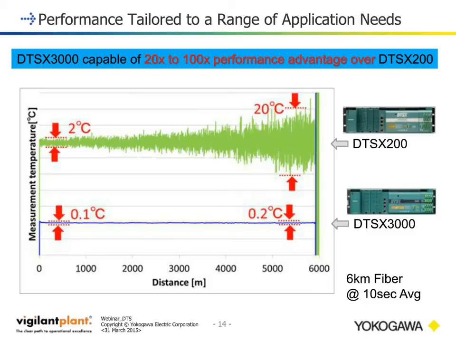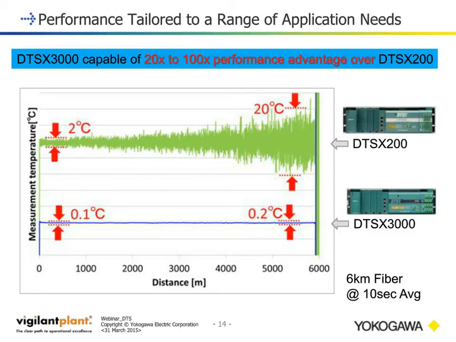To give you a little diagrammatic comparison in terms of performance capabilities of the two platforms, what you're seeing is a temperature profile of a 6-kilometer fiber with a 10-second averaging time. Just to display the performance differences between the two systems, the 200 series on top has plus or minus a degree C with a 10-second update over that 6 kilometers. When you get out towards the end of the range of the system, you're upwards of plus or minus 10 degrees C, versus the 3000 series platform. You can see it's a different class of product. It's an entirely next-generation in terms of signal processing capability.